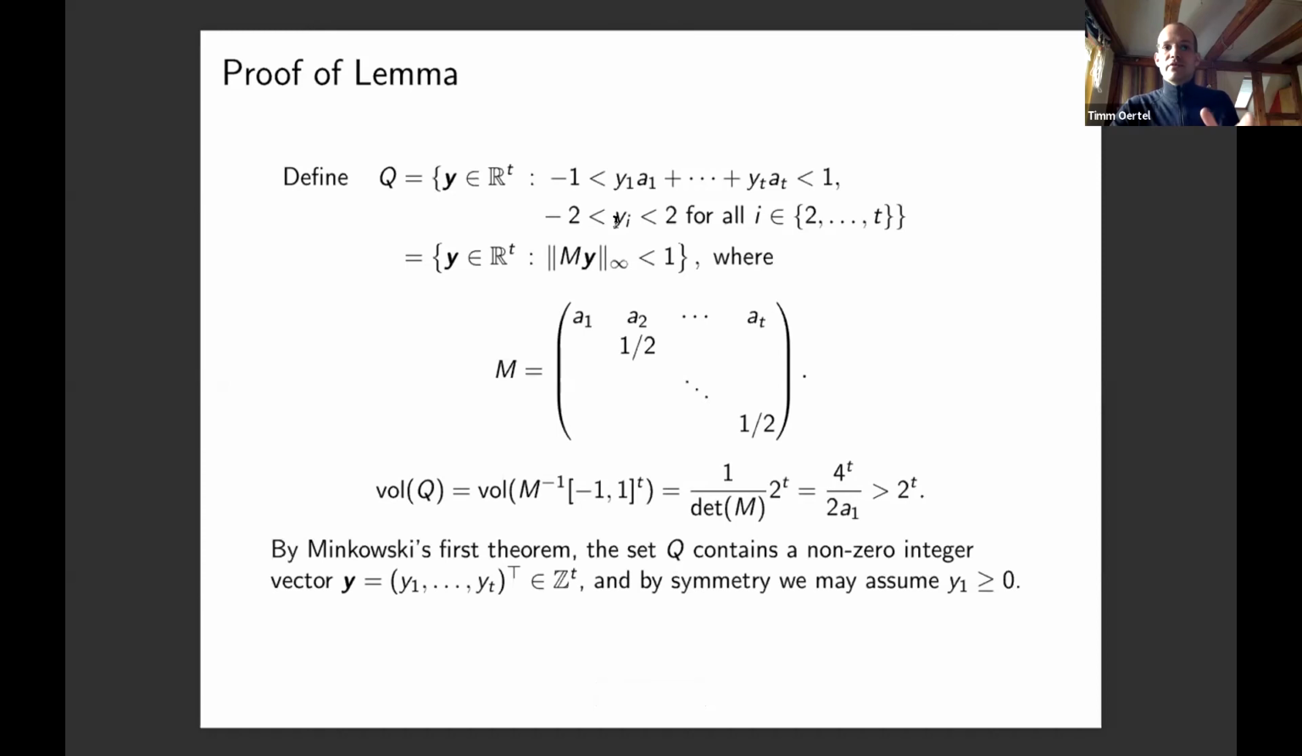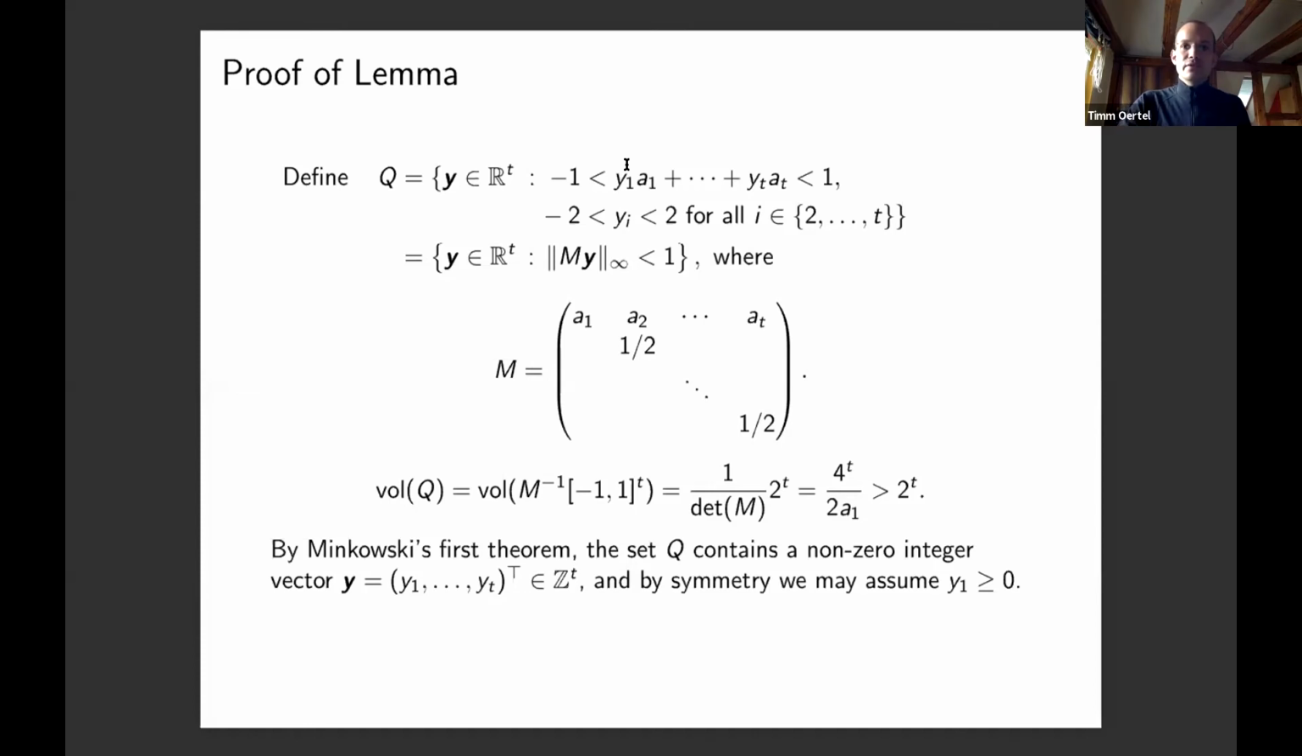And then by construction of the set Q, all the entries i equals 2 to T are plus minus 1 or 0. And by symmetry, we can also enforce the first variable to be a positive element. So this proves this lemma, and with that, also the corollary.